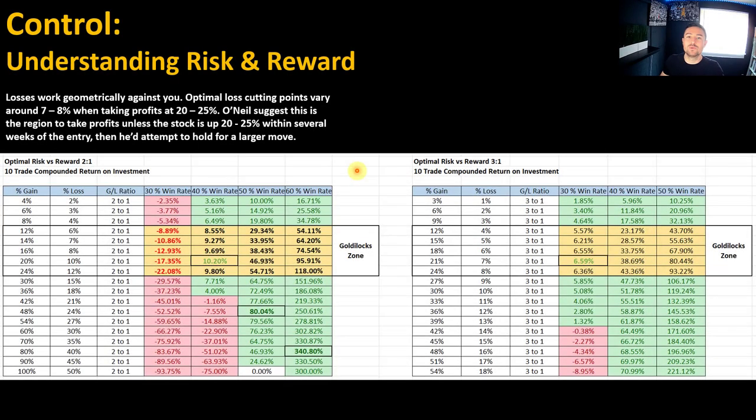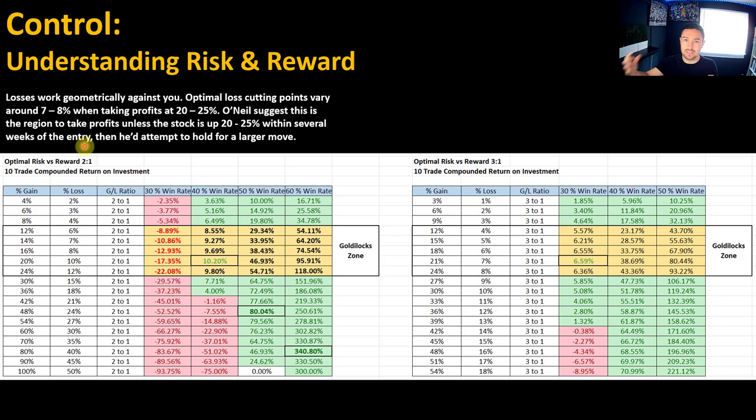So why is O'Neil saying to cut losses at 7, 8% maximum? It's because losses work geometrically against you, which I'm going to try and emphasize with these two tables down here. Optimal loss cutting points vary around 7, 8% when taking profits at 20 to 25%. O'Neil suggests this is the region to take profits unless the stock is up 20 to 25% within several weeks of the entry. That's where his 8-week hold rule comes in, where he's trying to hold the stock for the first 8 weeks to try and sit through a couple of the pullbacks and play it for a bigger move.